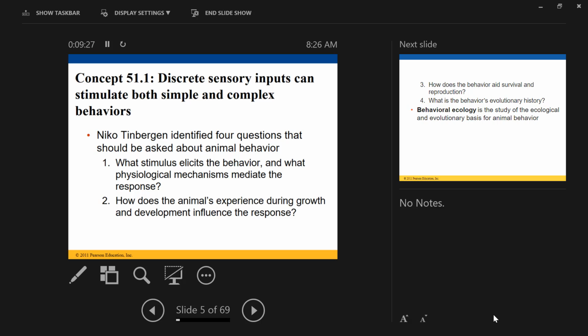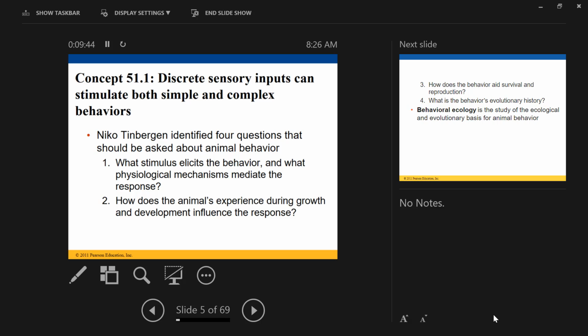And so you have this person who by some is considered to be the father of behavioral ecology, Niko Tinbergen. And he asks basically 4 questions about behaviors, but these can be applied to other characteristics as well.